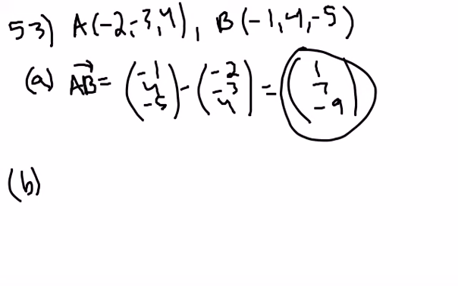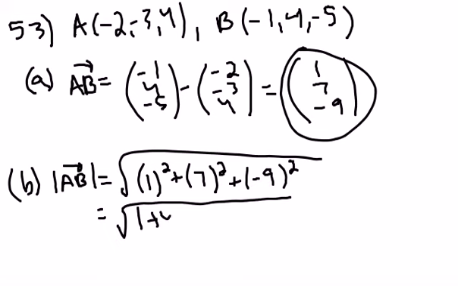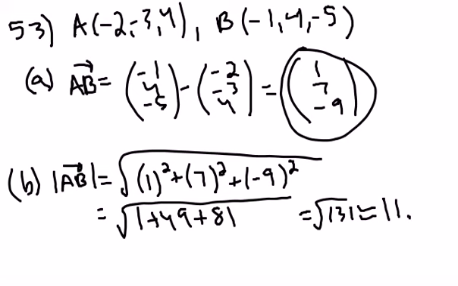Part B says, what is the magnitude of AB? So we just plug it into our formula. Okay, which turned out to be square root of 131, which if you round it, it doesn't say what you have to round to, so I'm just going to say 11.446. Okay, so there's part B. Let's move on to number 54.